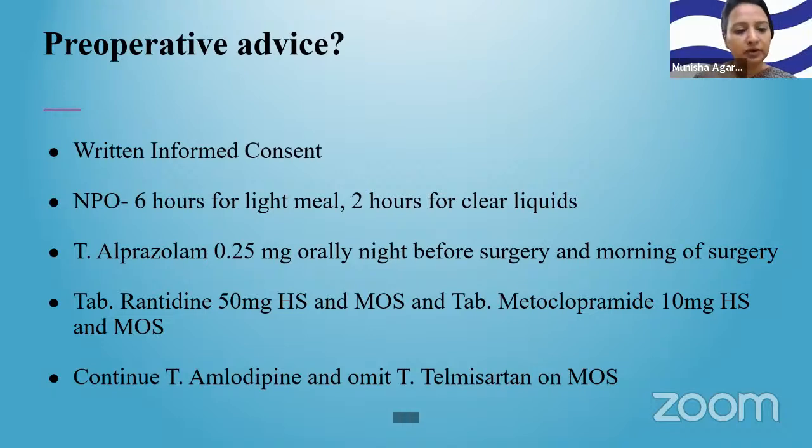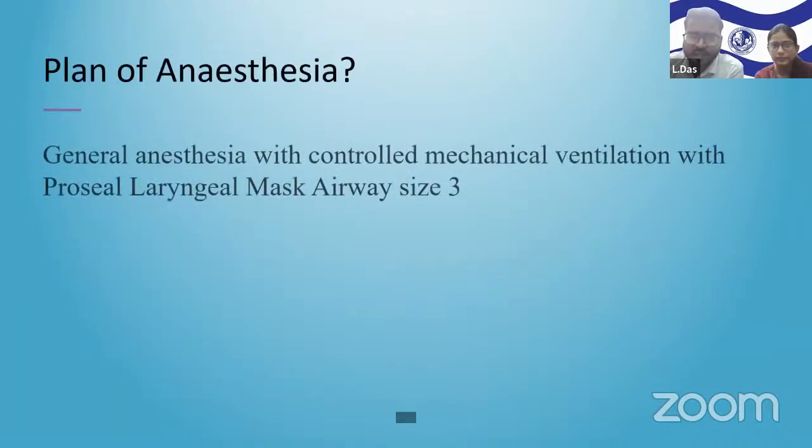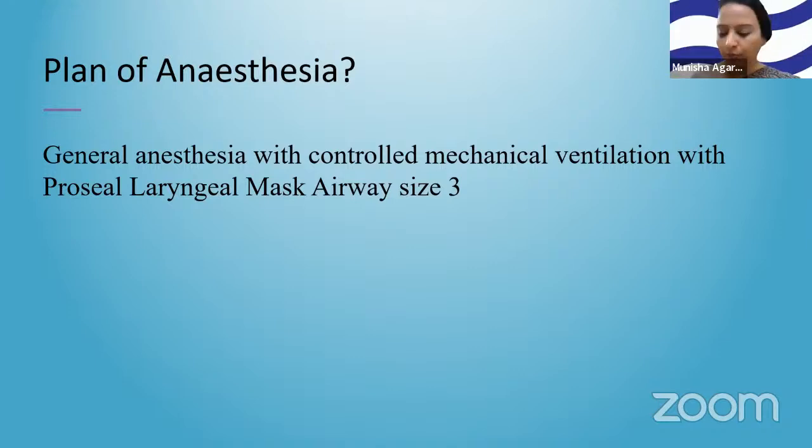Okay, now we have written the preoperative advice. The patient follows all your pre-op orders and reaches the OR next day. So what is your plan of anesthesia for this particular patient? Ma'am, my plan of anesthesia would be general anesthesia with controlled mechanical ventilation using a second generation laryngeal supraglottic airway device. That will be my plan of anesthesia. Okay. So I hope we all know how to prepare our theater, machine check, etc. We are not going into the details. We are running a bit late.